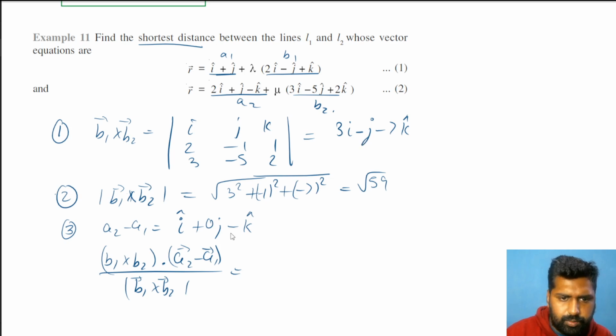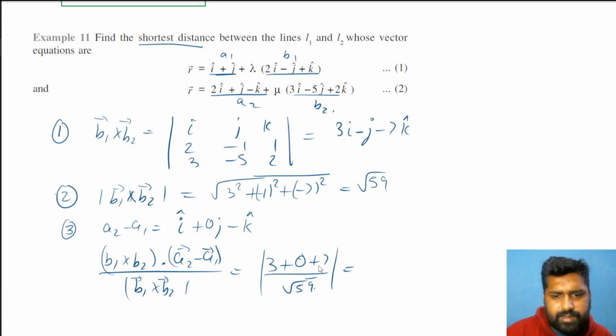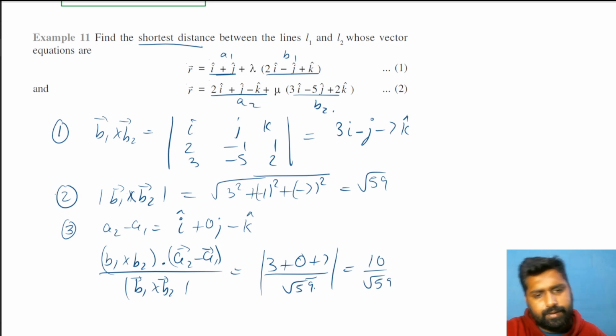Dot product of these two. So 3 into 1, 3, minus 1 into 0, 0, minus 7 into minus 1, so plus 7, upon root 59, in the mod. You can see the dot product could have come negative, so in order to avoid that, that's why this is mod. So 10 upon root 59, that's the distance between these two lines.